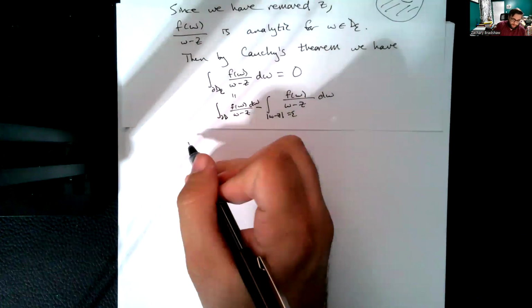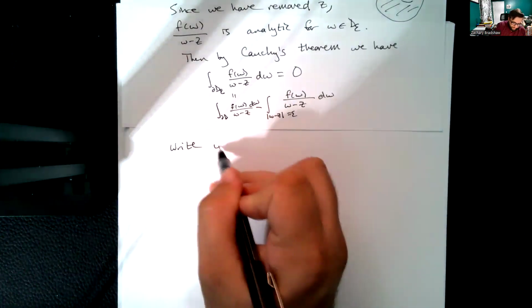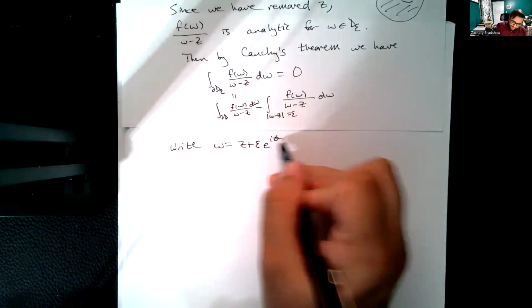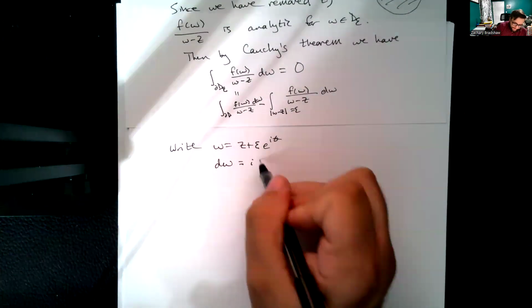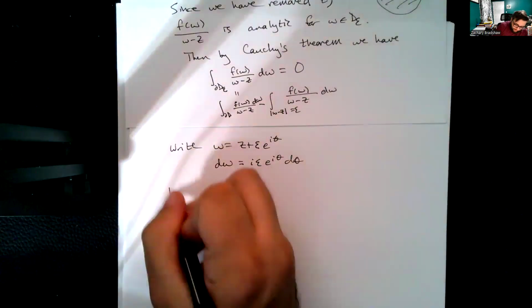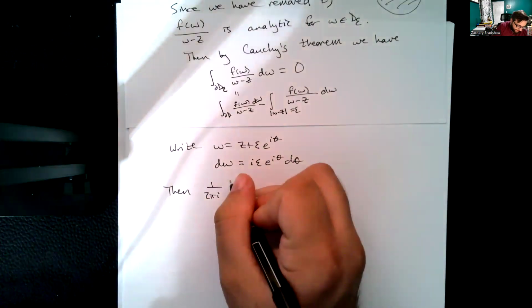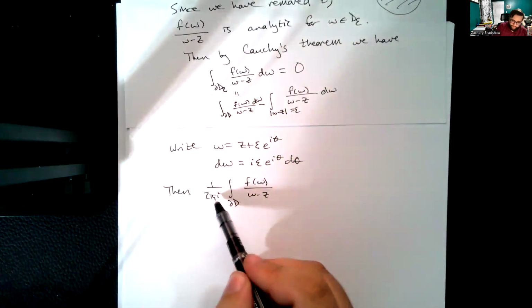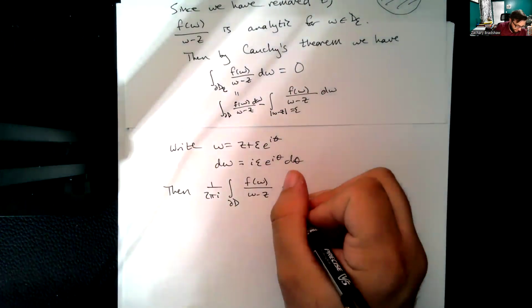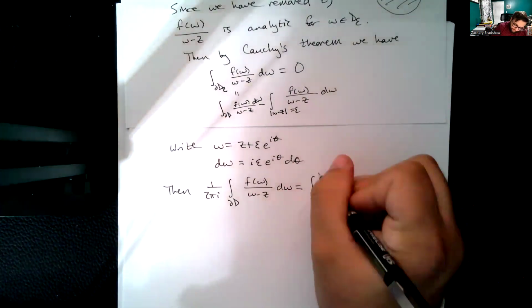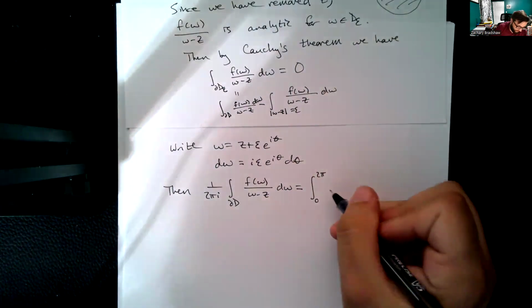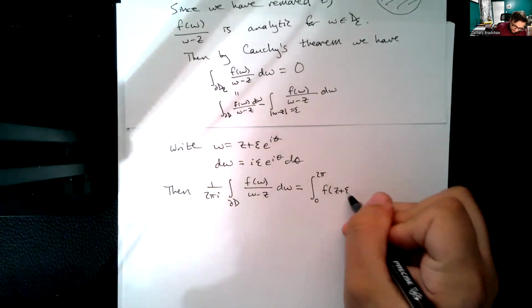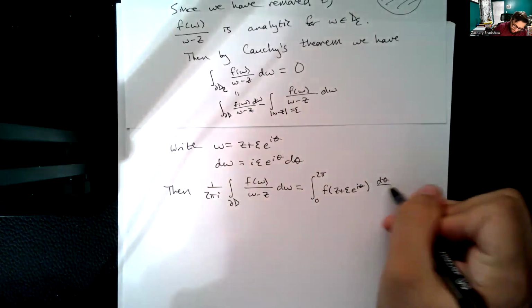Okay, so now let's parameterize this integral over here. We can write w equals z plus epsilon e to the i theta. That's what an arbitrary point on this circle looks like. And so that means that dw will be equal to i epsilon e to the i theta d theta. Then what we have is that 1 over 2 pi i, the integral over the boundary of D, so I've multiplied by 1 over 2 pi i here, is equal to the integral from 0 to 2 pi of f of z plus epsilon e to the i theta d theta over 2 pi.